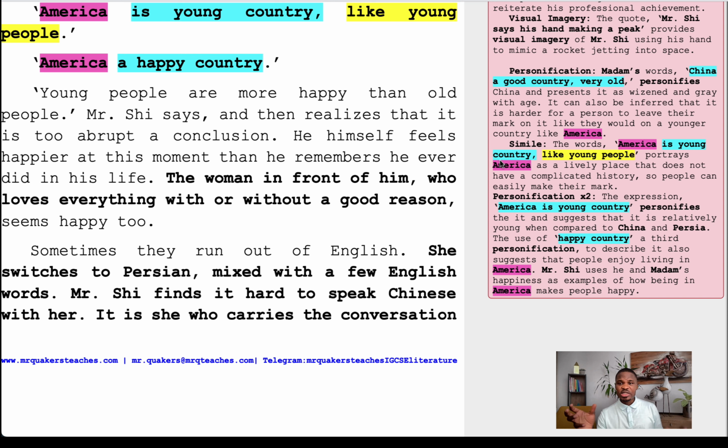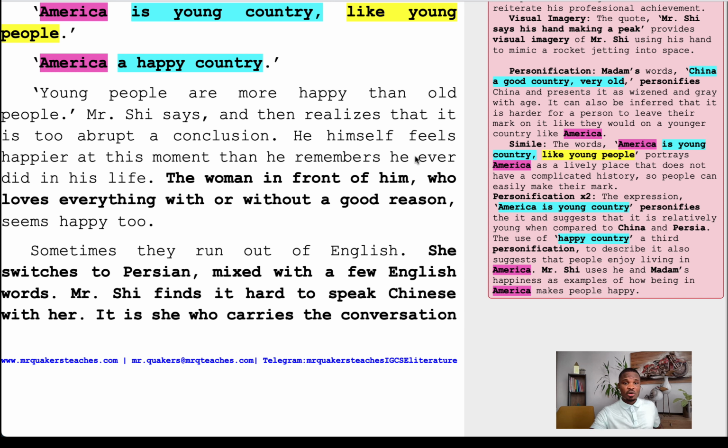So we see that the happy country, a third personification to describe it, also suggests that people enjoy living in America. Mr. Chi uses Madam's happiness as an example of how being in America makes people happy.